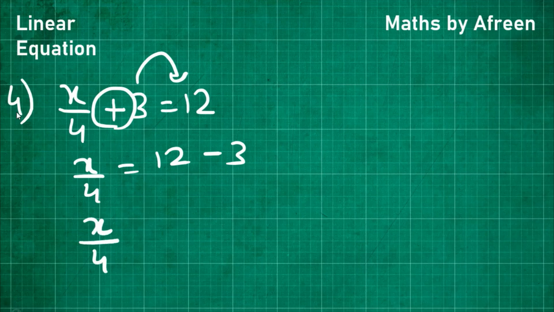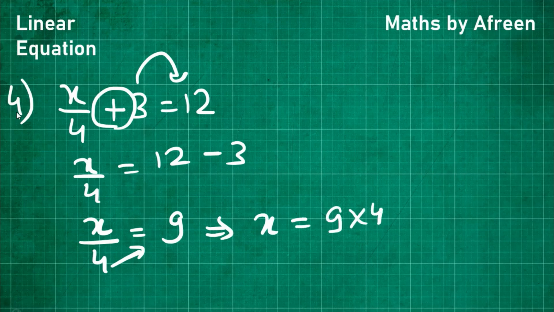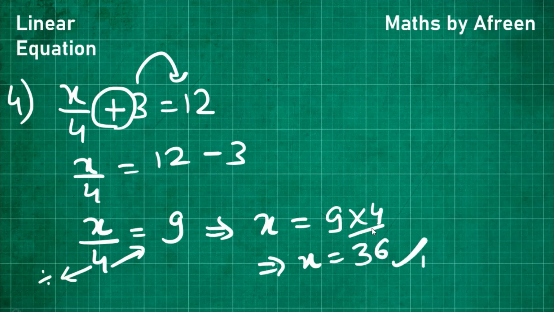Upon solving, we will get x upon 4 equals 9. Now we will just transpose this 4 from left hand side to right hand side. Upon transposing, we will get x equals 9 multiplied by 4, as it was divided by 4 earlier here. So we just change the operator sign, and now after transposing we will get 9 multiplied by 4. So the value of x will be 36. This 36 is the answer.